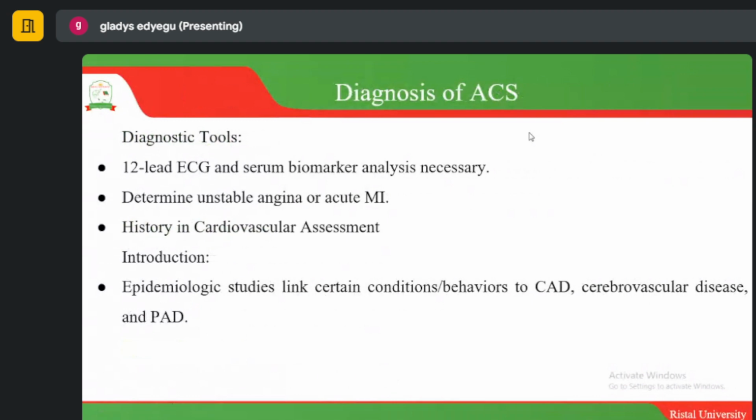So how do you diagnose? The diagnosis of acute coronary syndrome uses some diagnostic tools that health workers use for diagnosing this condition. The 12-lead ECG and serum biomarker analysis is necessary. Why should we use this?